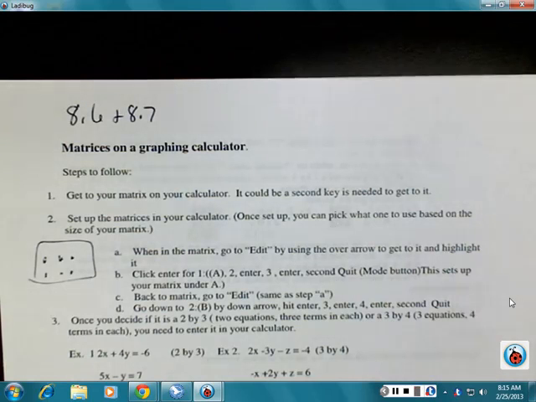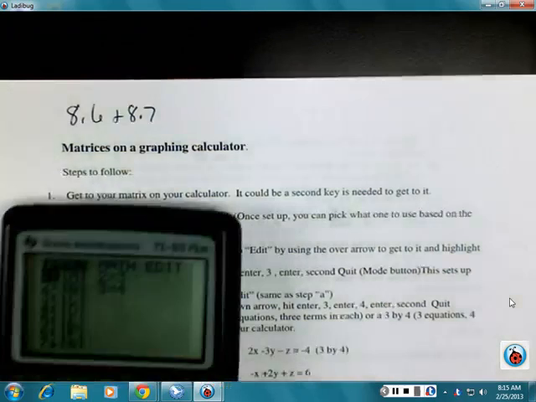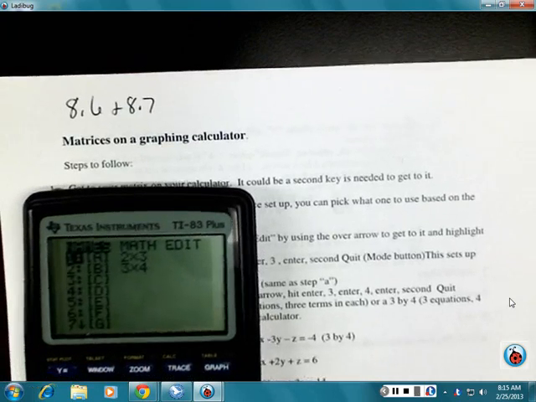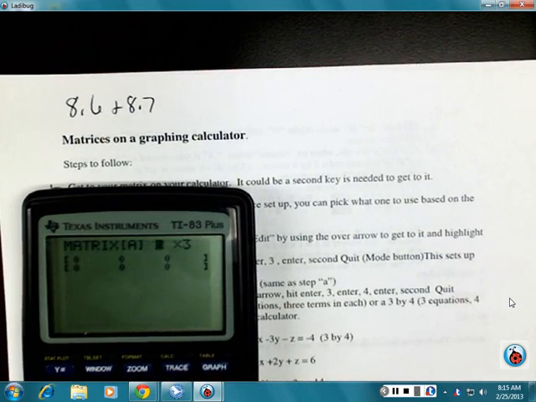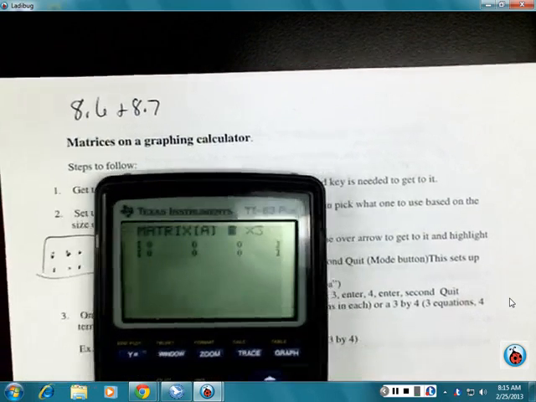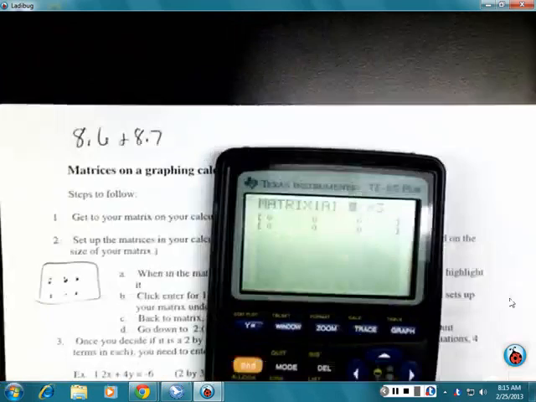When you're in your calculator, this is what you should end up seeing when you're at that point. We went over to edit. We went down to the first one, A, hit enter, and that's what you should have on your calculator. There you go.